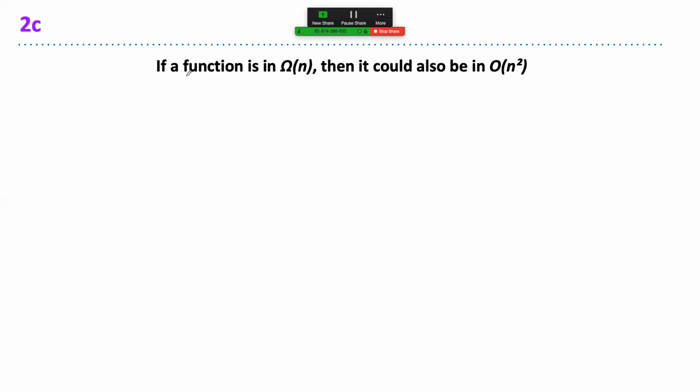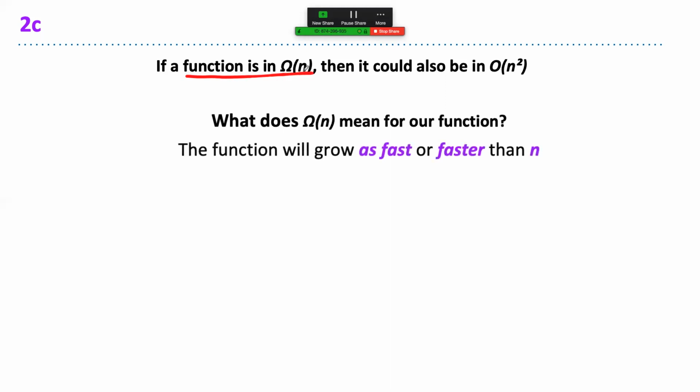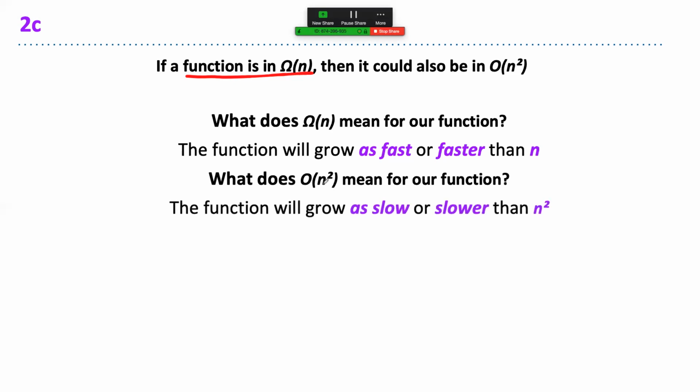So the first question we should ask is, if a function is omega of n, what does that mean? Well, omega of n means that a function can grow as fast or faster than n. So that means our code's function can be n squared, n cubed, and so forth, because omega of n is our lower bound in this case. And what does it mean to be O of n squared? If omega is the lower bound, then O is the upper bound, and it means the function will grow as slow or slower than n squared.